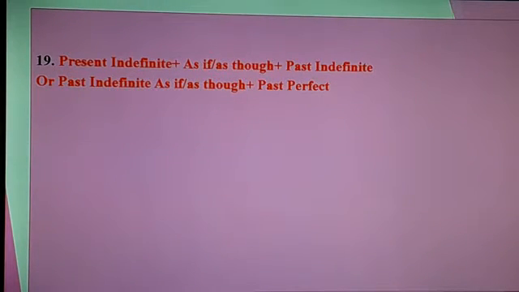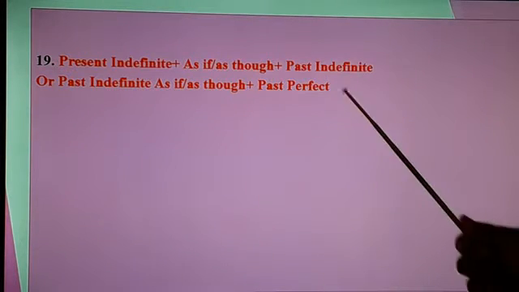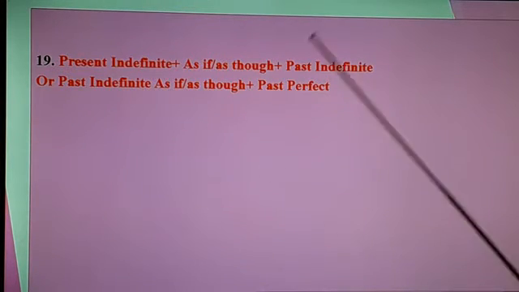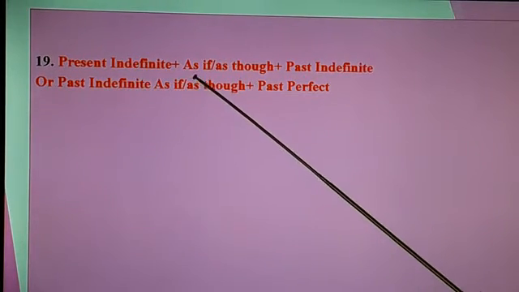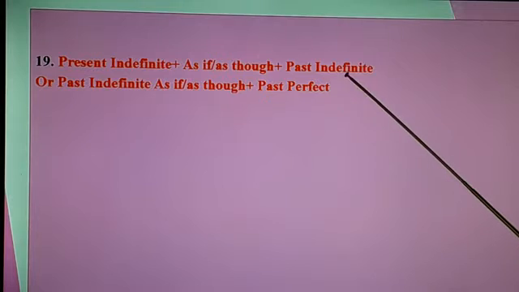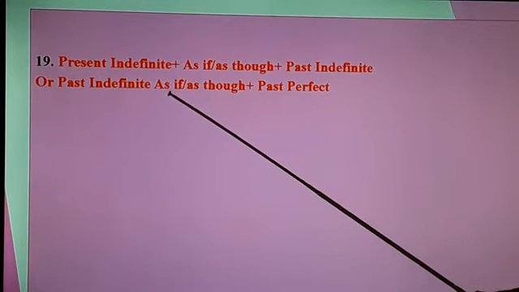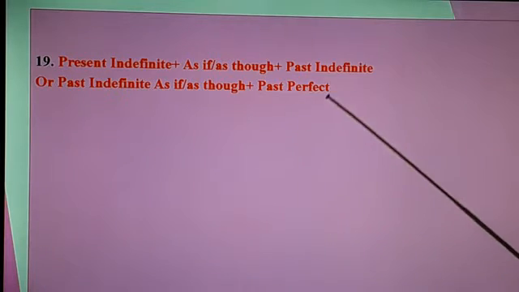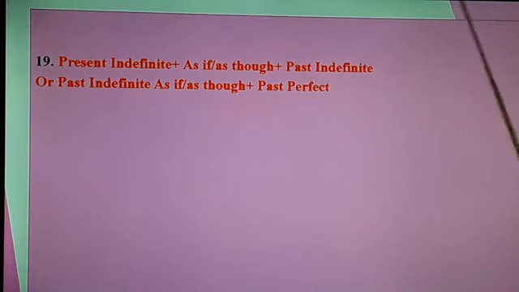Let's see. I numbered it 19, because in the last class I talked with you about 18, and that is number 19. So what is this? If the first part is present indefinite, the latter part should be past indefinite, or if the first part is past indefinite, the latter part should be past perfect. This is applicable with as though or as if.